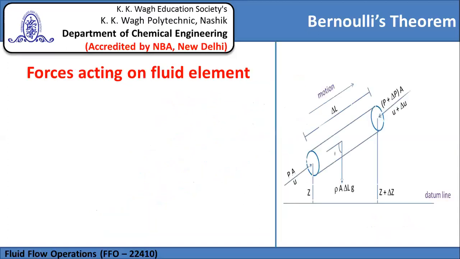Let us consider the velocity at entrance be u and at exit be u plus delta u. Now, the forces acting on the fluid element will be: the first force is in the direction of motion, that is P into A. We will consider it as positive.